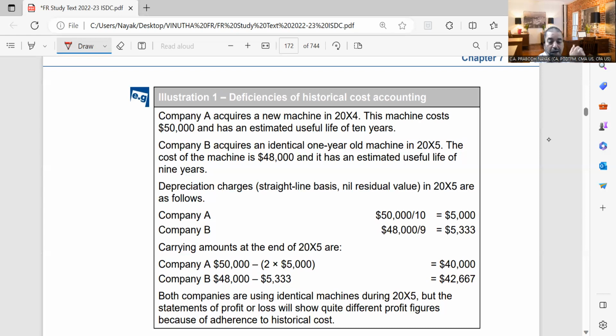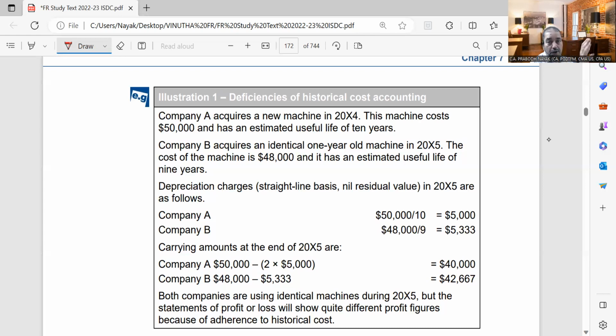Now let us see the carrying amounts. Let us see the carrying amounts also. For company A, 50,000 is the cost. 5,000 into 2 years, 10,000. So 50 minus 10, 40,000. Company B, 48,000 minus 5,333. The value is 42,667.